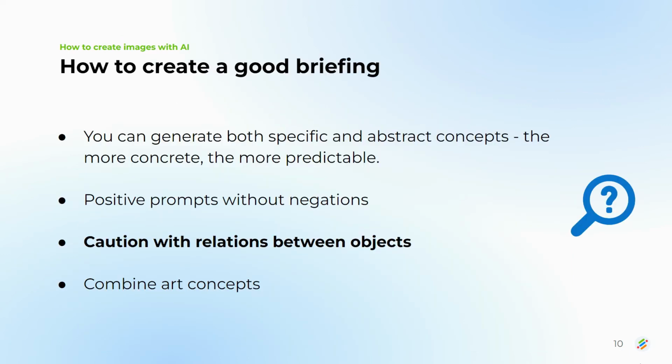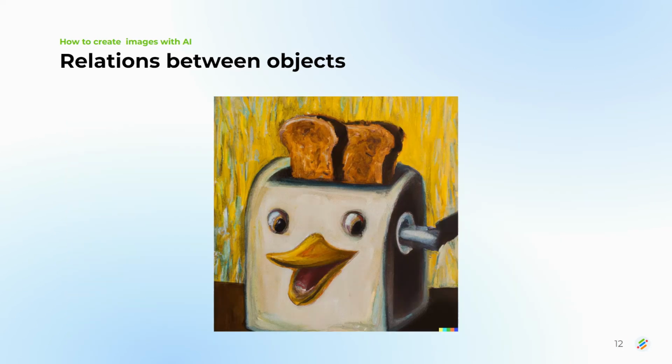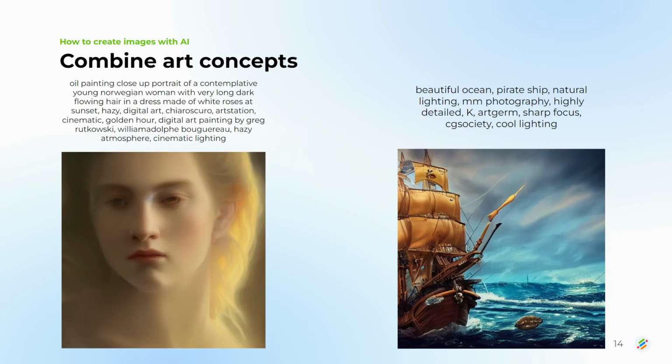Pay attention to the wording, especially when you relate different objects to each other, because the AI does not always understand this. Try to be clear and concise. For example, instead of duck toaster, use toaster in the shape of a duck. Afterwards, we can even expand our brief and integrate image style and emotions into our brief. You can combine many different art styles. The more detailed and precise your brief, the better the results will be. Try to always add them to the end of your brief. Just try it out. There are almost no limits to your creativity.